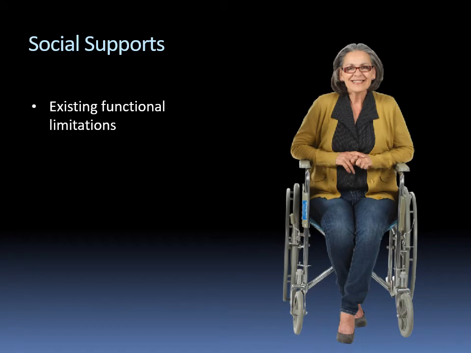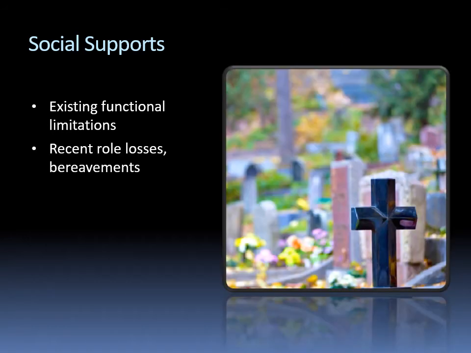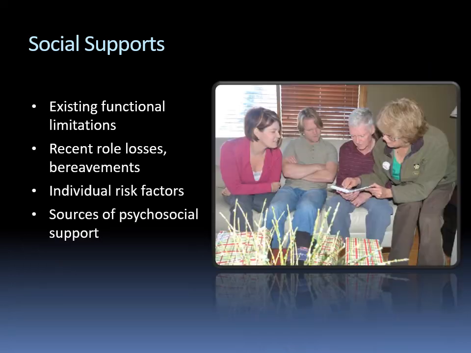The other important thing is the recent losses. So a lot of older people are dealing with chronic grief. So friends are starting to die, family are starting to die, pets are starting to die, and all those things are important. That said, it's a remarkably resilient population, and most people actually do trudge on pretty well through these losses. Then there's individual resources and risk factors, and then it's not just who you get hands-on support from, but who you get emotional support from is also important.